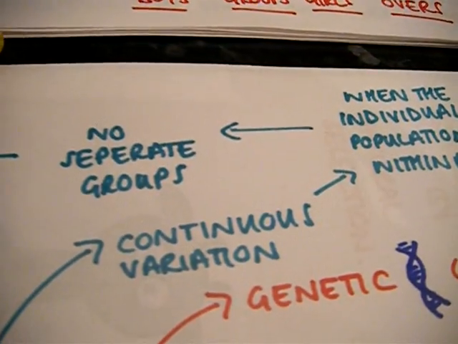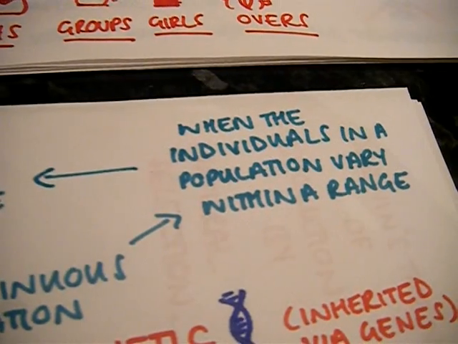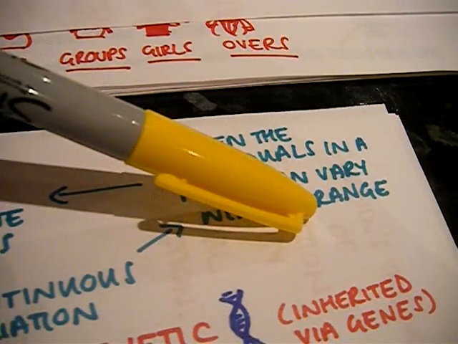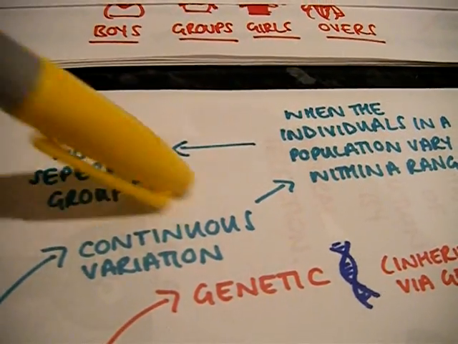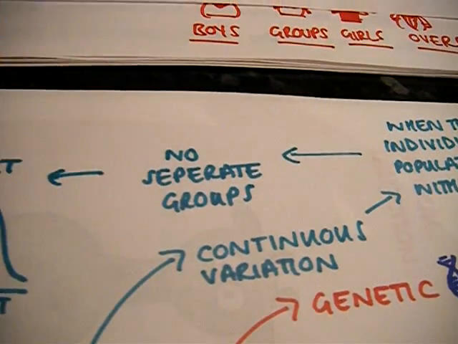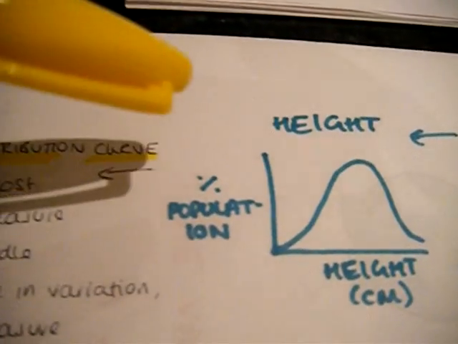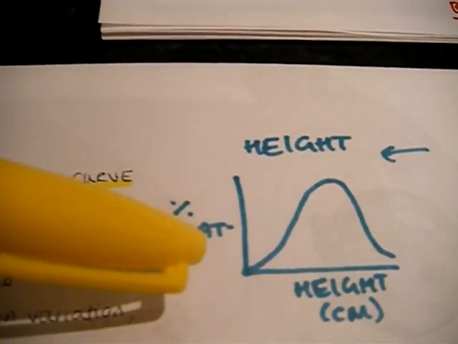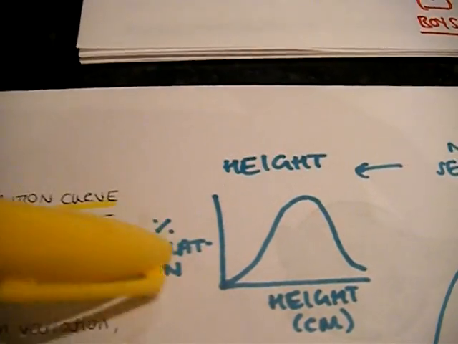The definition of continuous variation is when the individuals in a population vary within a range. This is the key word, range. So you can tell that something is continuously variable because when the data is shown on a graph, there's no separate groups. So if we look at height here, you can see that the individuals in this population vary in height within a range.